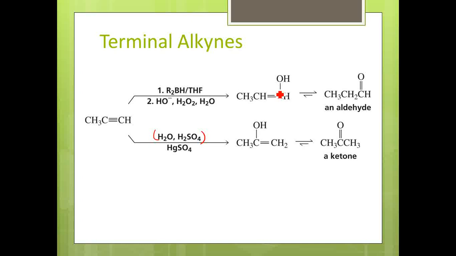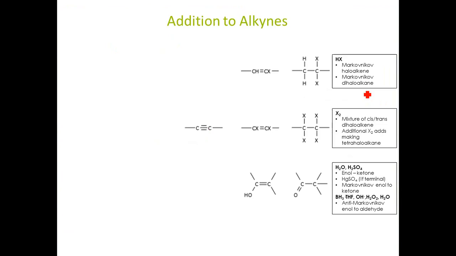And if we actually use boron derivative, it's R2BH.THF. And then we have our aqueous hydroxide with hydrogen peroxide. We're going to make an enol that has the OH on the side with the most H's, and therefore it's going to get turned into an aldehyde when it goes through the tautomerization.